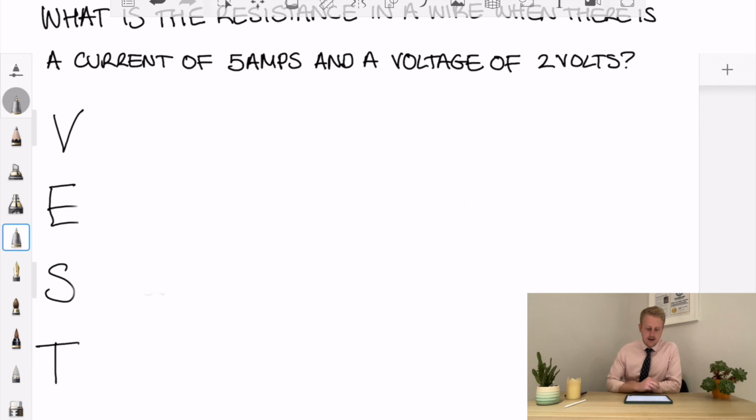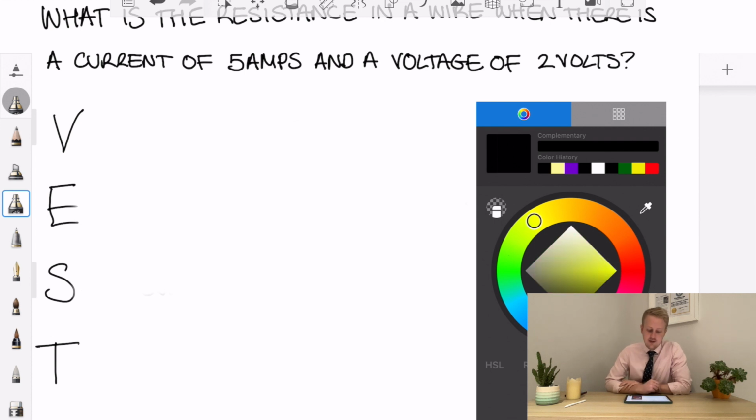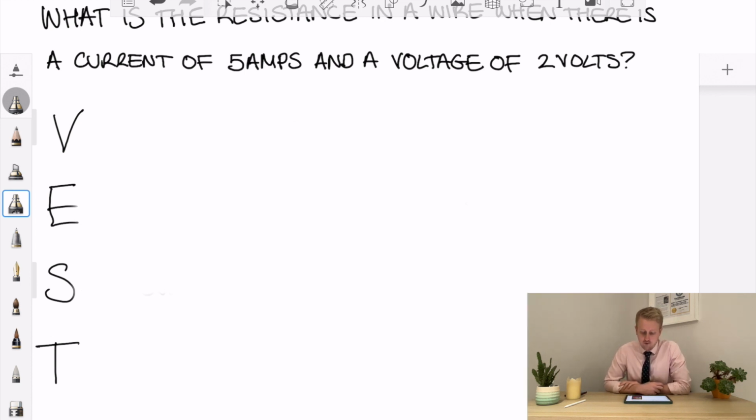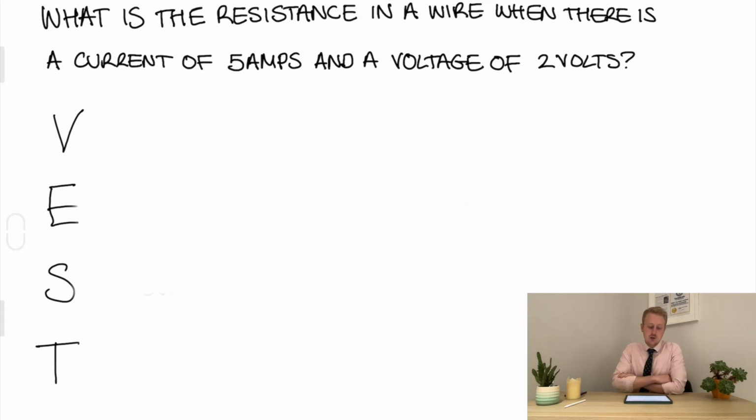So, now we are going to look at this exact question. It reads, what is the resistance in a wire when there is a current of 5 amps and a voltage of 2 volts? What I like to do is I go through and highlight all of the different parts that either we've been told or things we need to find. So in this one, we highlight the fact there are 5 amps, because that's information they've told you, and 2 volts. Look for numbers, that's key. And then look for any kind of question. So what is the resistance?